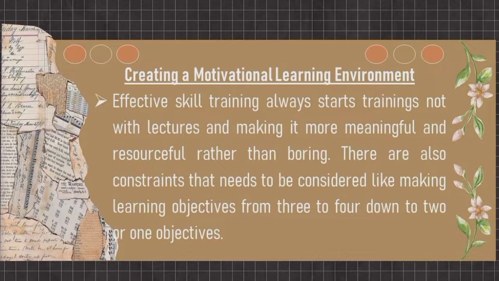Effective skill training always starts not with lectures, but by making it more meaningful and resourceful rather than boring. There are also constraints that need to be considered, like reducing learning objectives from 3 to 4 down to 2 to 1. Ideally, for larger programs, top management should visibly support the program.